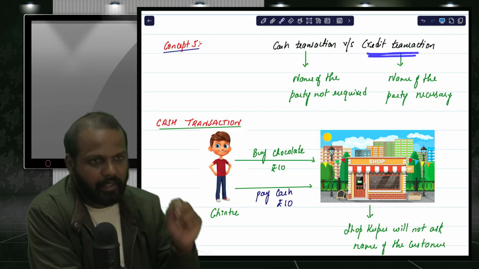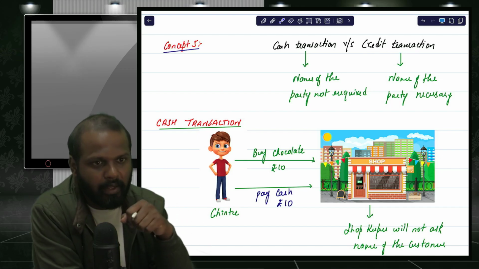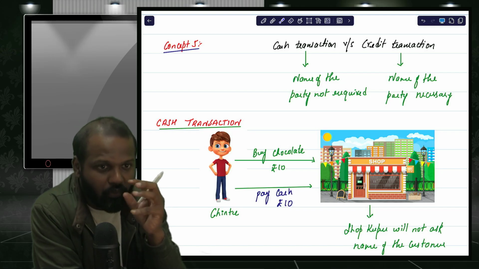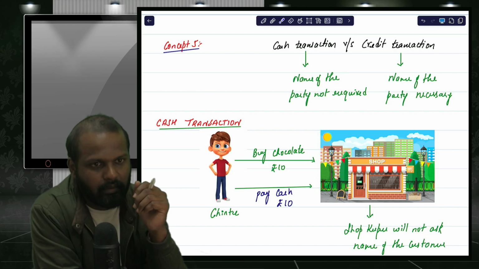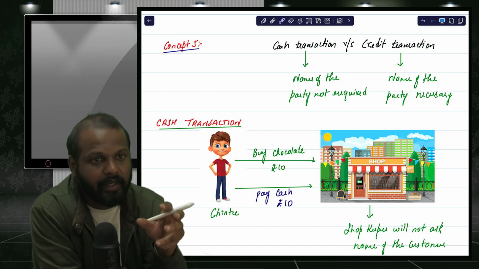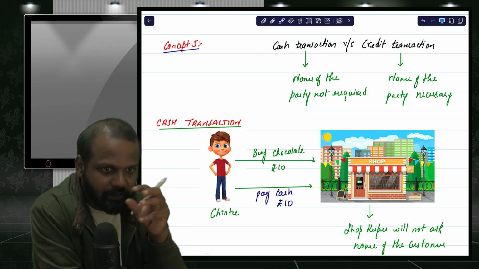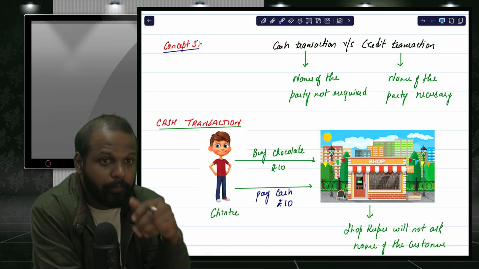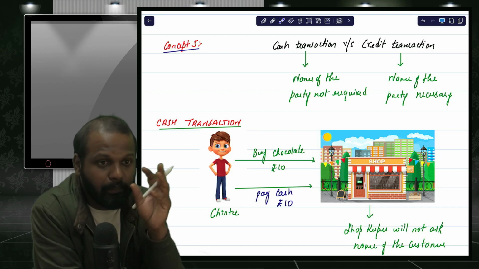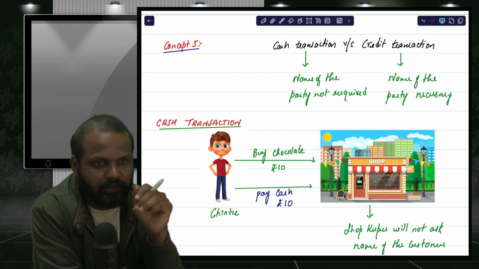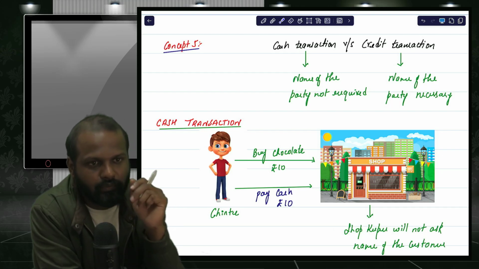Now understand what is a credit transaction. We purchase the goods from the supplier on credit and we promise the supplier to make the payment in future. So whenever the payment of money or receipt of money is postponed to a future date, then it is called a credit transaction. Or let's say I sold the goods to the customer on credit and the customer says, I'll pay the money in future. So no money is being exchanged now. Money is going to be received in future. Then it is called a credit transaction.